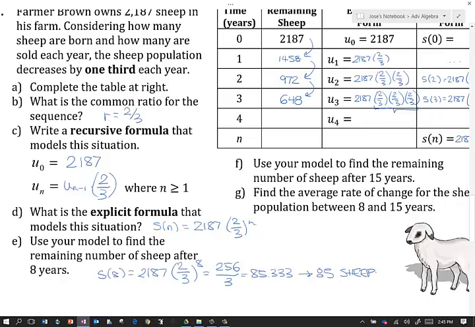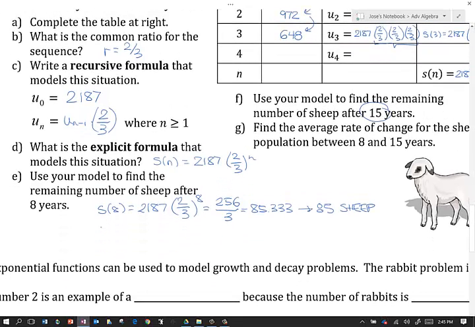What would he have after 15 years is the next question. Well, after 15 years, S of 15 would be 2,187 times 2/3 to the 15th power. I'll let you do it with your calculator, and it comes out to be, in decimal form, 4.994, or what is the same, approximately 5 sheep. He doesn't have that many sheep left.